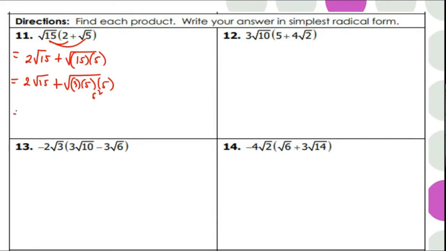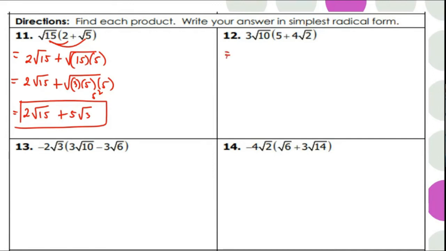Simplifying further, you will have 2 square root of 15 plus square root of 5 squared, which is 5 square root of 3. So the answer now will be 2 square root of 15 plus 5 square root of 3.